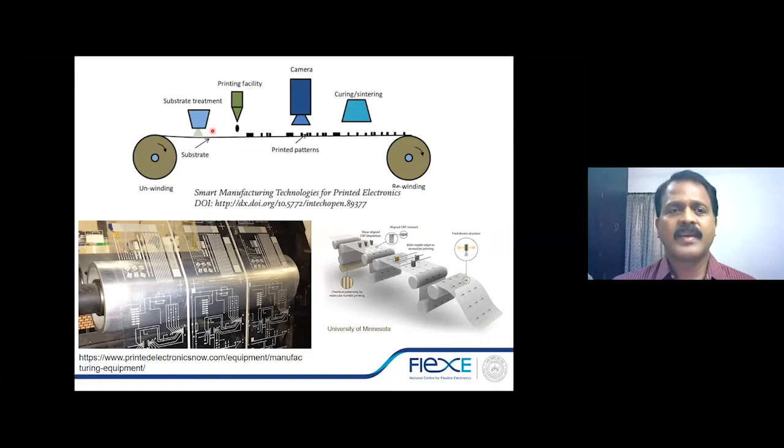As the substrate is unwound, it rolls. Then we have a substrate treatment. Then the printing happens, and then we have a visual inspection of the printed patterns. If any intervention is needed, we can have curing, sintering, and so on. Here is a photograph of one such process, and later in the presentation, I will show a brief video clip of one such printing process from the roll-to-roll printer we have in our center. This schematic gives a little more detail about how printing is done in the roll-to-roll system.